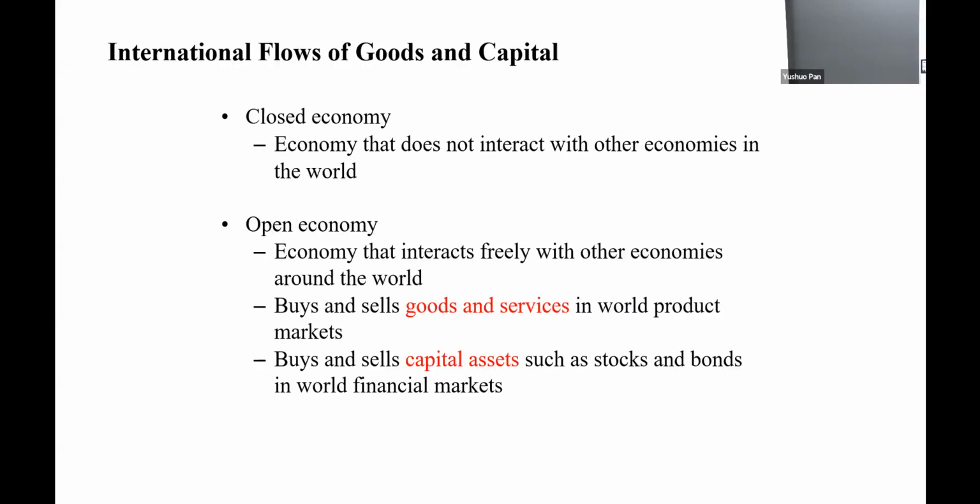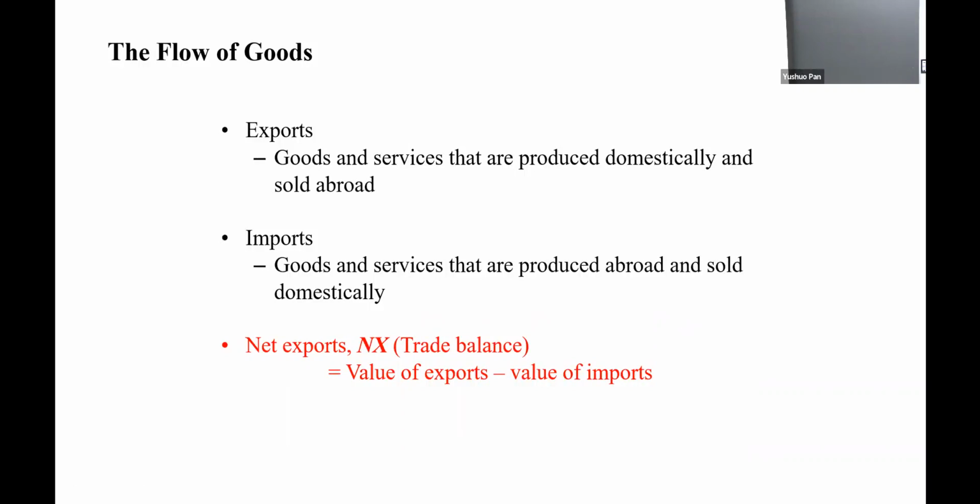What kind of stuff do we buy and sell? First of all, we buy and sell goods and services in the world product market. We sell goods and buy goods and services from other countries. But besides goods and services, we can also buy and sell capital assets such as stocks and bonds in the world financial markets. We mentioned that part before, like direct investment and portfolio investment.